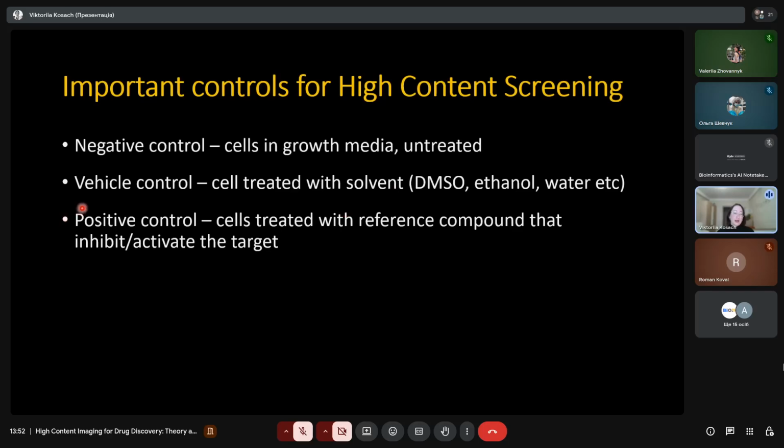And the other control for high content screening is the positive control. It's the cells treated with a reference compound which you clearly know will influence your target in the way that you are looking for.